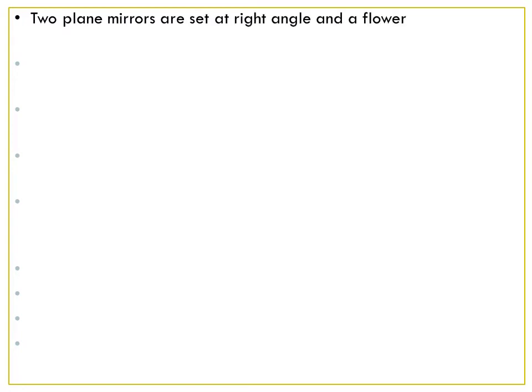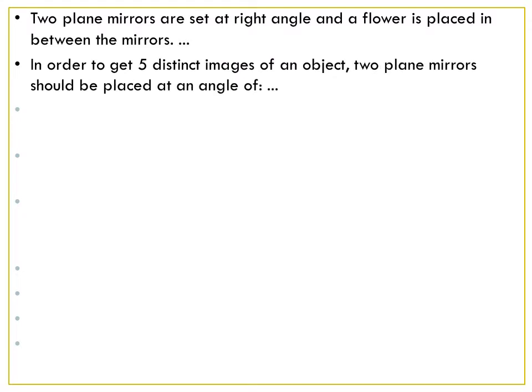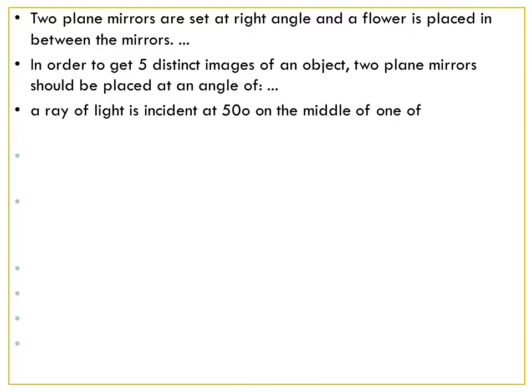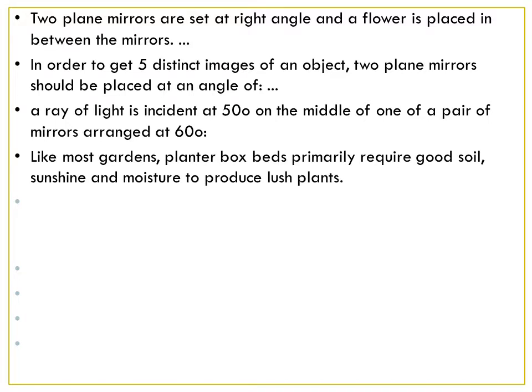Two plane mirrors are set at right angles. What are right angles, children? How many degrees? Math students know it, isn't it? And a flower is placed in between the mirrors. In order to give 5 distinct images of an object, two plane mirrors should be placed at an angle of a ray of angle is incident at 50 degrees on the middle of one half, a pair of mirrors arranged at 60 degrees. Got it?